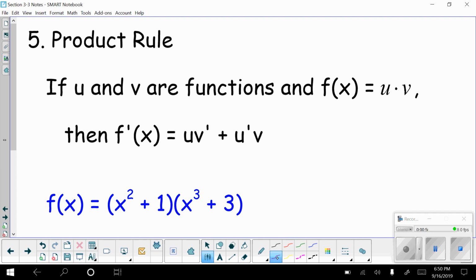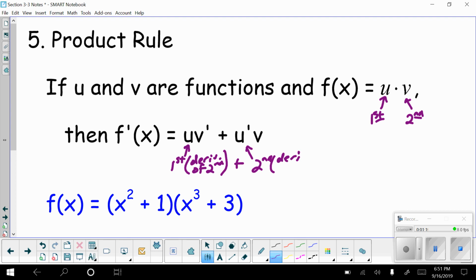A couple different ways of remembering this. If I think of u as the first and v as the second, then I would have first times the derivative of the second plus second times the derivative of the first. And this will be how you tend to hear Mr. Carrillo remember this, by saying first times derivative second plus second times derivative first.